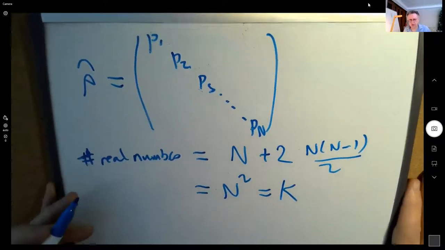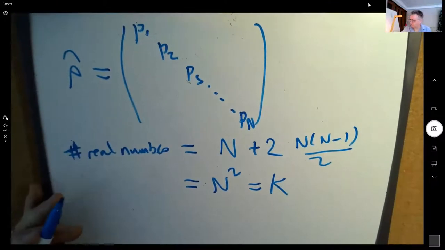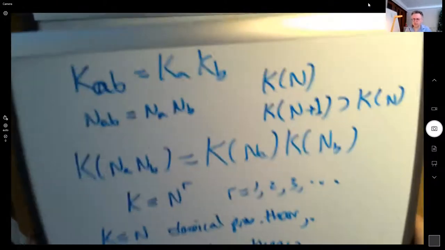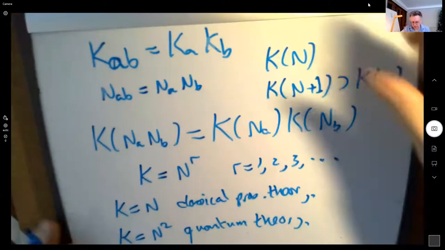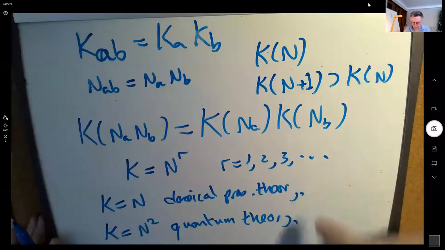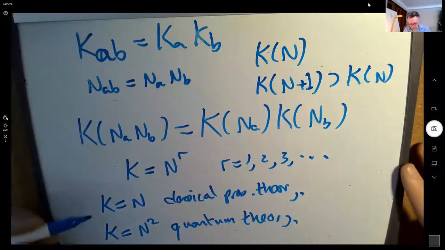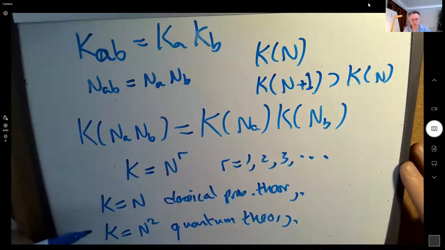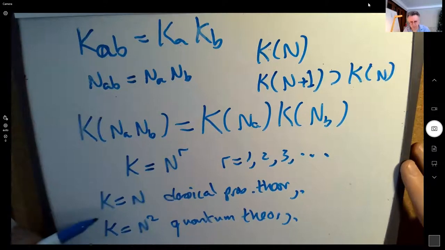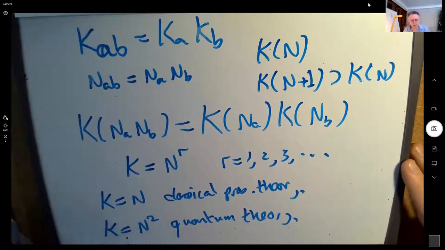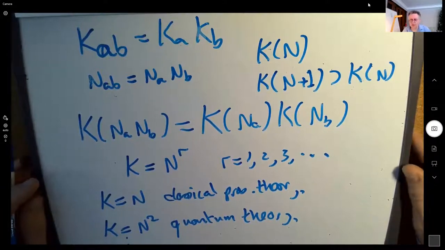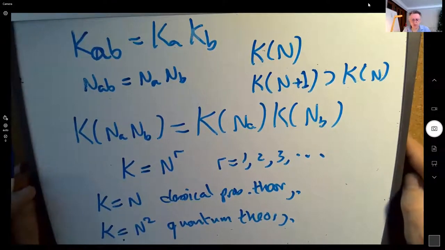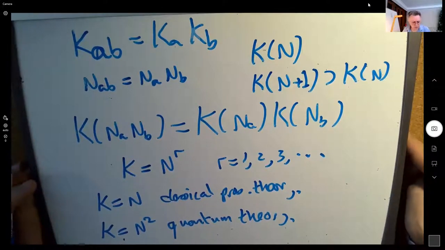So you can see that the first two entries in this hierarchy are classical probability theory and quantum theory. And one question that naturally arises is, what about the next one? What about K equals N cubed, K equals N to the four, and so on? Are there physical theories that correspond to those ones? And there's been lots of work on this over the last couple of decades.